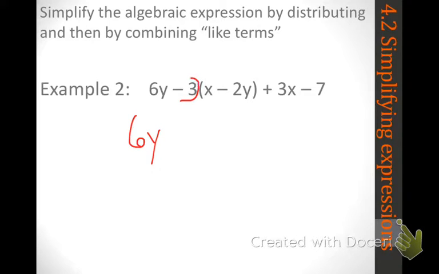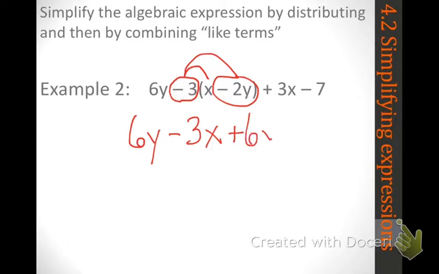And I'm going to distribute this negative 3 to the x. So negative 3 times x is negative 3x or minus 3x. And the negative 3 times the negative 2y is, be careful, negative times a negative is a plus 6y. Again, not touching these things, I'm just going to bring these down.